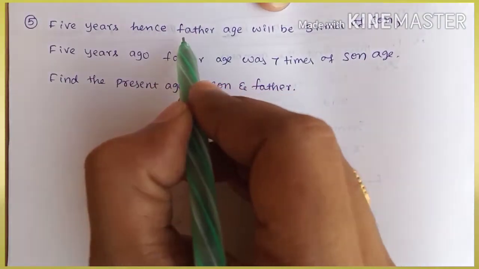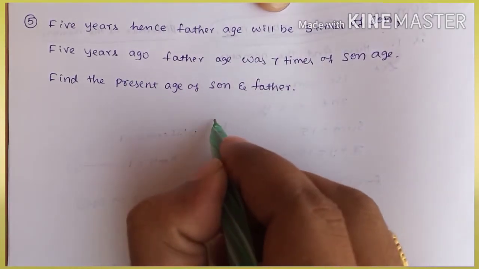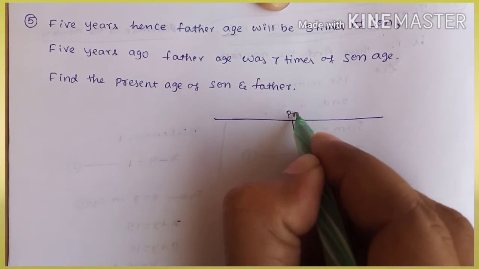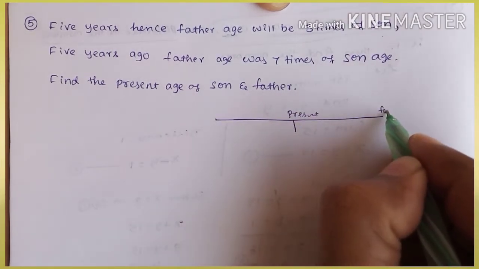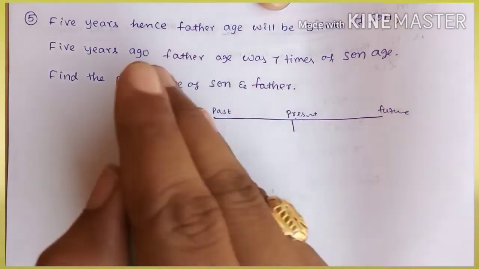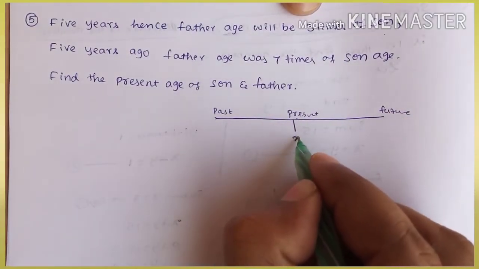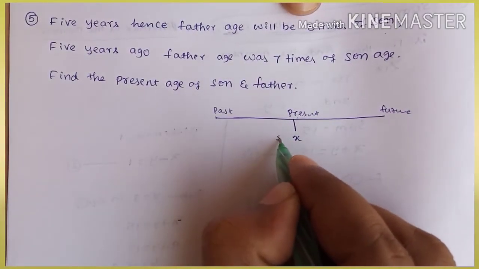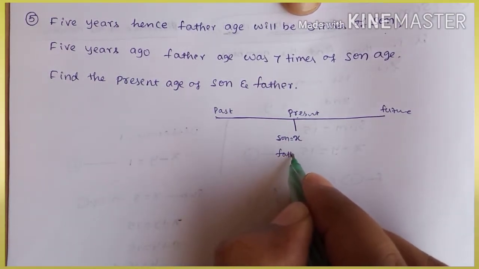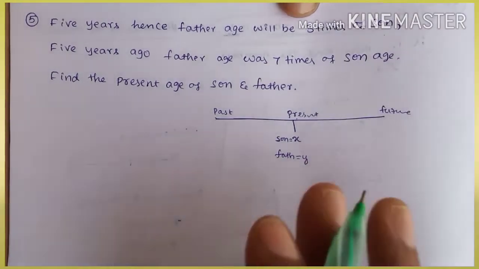5 years hence, father's age will be 3 times the son's. Now let's draw one line. Here this is present, this will be future and this will be past. Now we don't know the present age of the son. Present age of son is equal to x and present age of father is equal to y. Here observe the conditions.